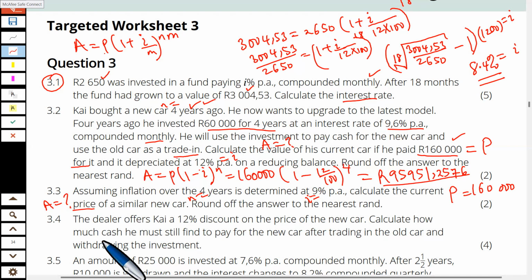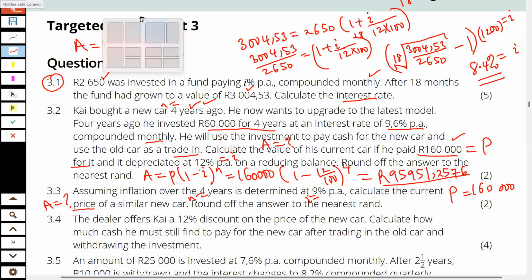Okay, let's see what you got. Right, you got that one. Let's just check together what the answer is going to be there in 3.3. We're dealing with 3.3. You have that.